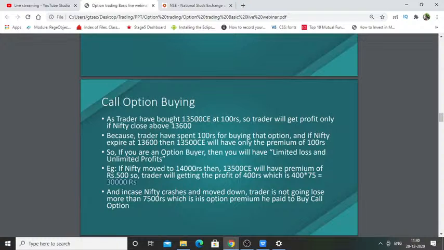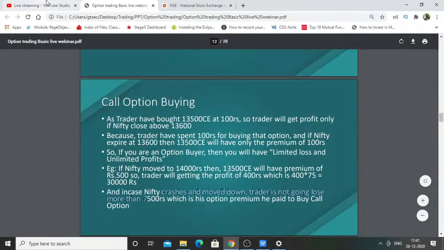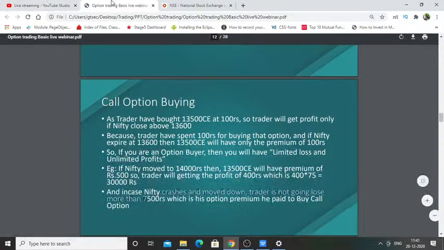In the worst case, Nifty crashes and moves down, like in February-March, and the market moves to 7,500, 8,000, or even if it goes to 5,000, 4,000, wherever it is, the trader who bought this 13,500 call option will not lose more than 7,500 rupees wherever the market goes. He is going to lose only the option premium he has paid. So this is about option buying.